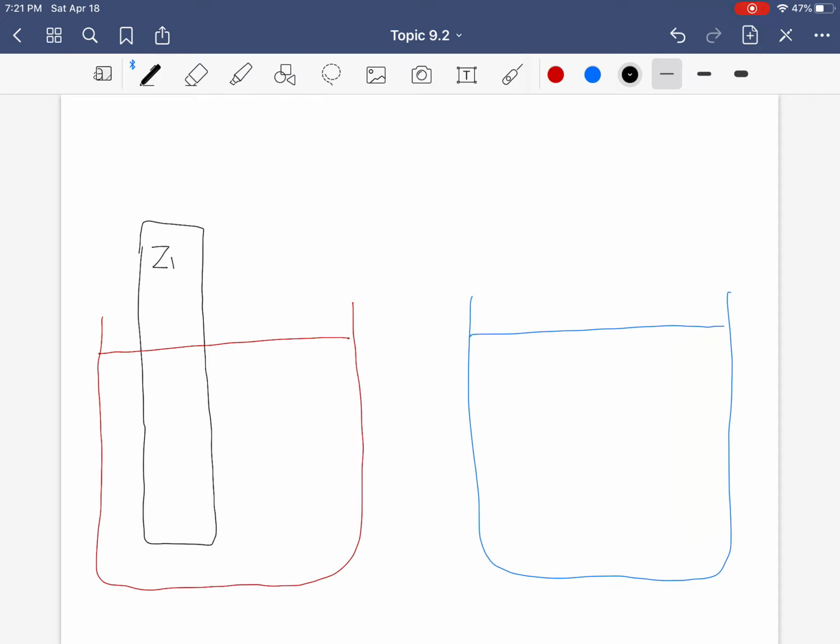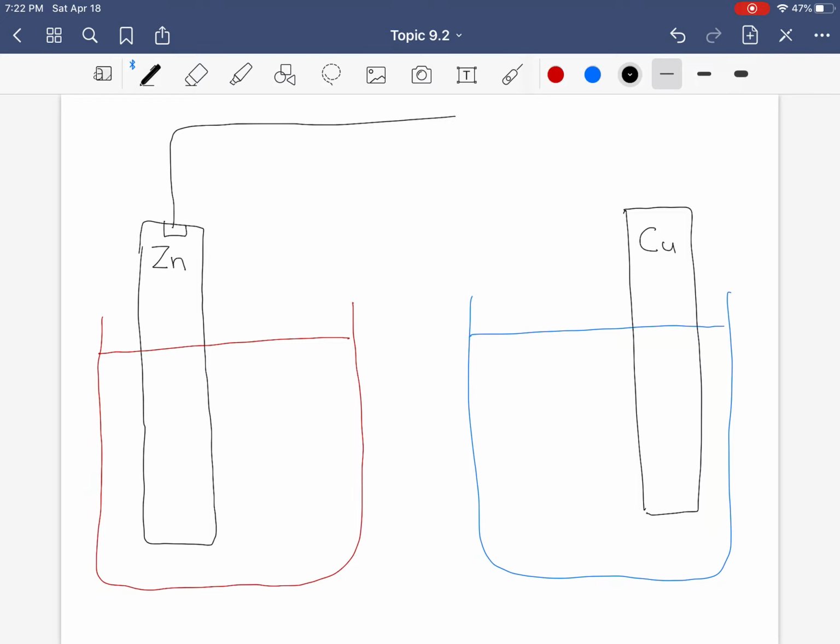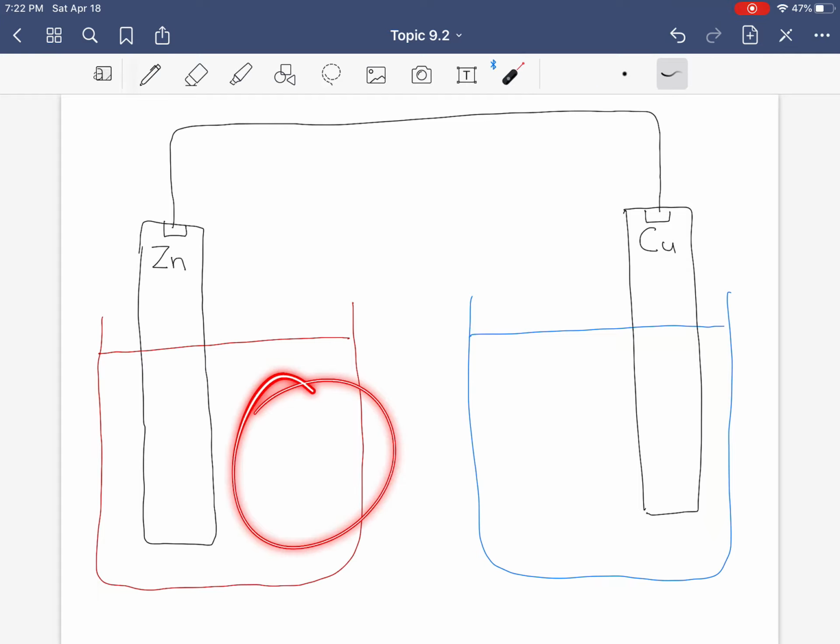So I have this zinc strip in one solution, and in the other solution, I have a copper strip. All right? They are linked together by an electrical wire. This can be any wire, most likely copper wire, the one that you used back in grade 9 with the alligator clip. Wasn't that fun? So, now, what are these solutions? What's in here?